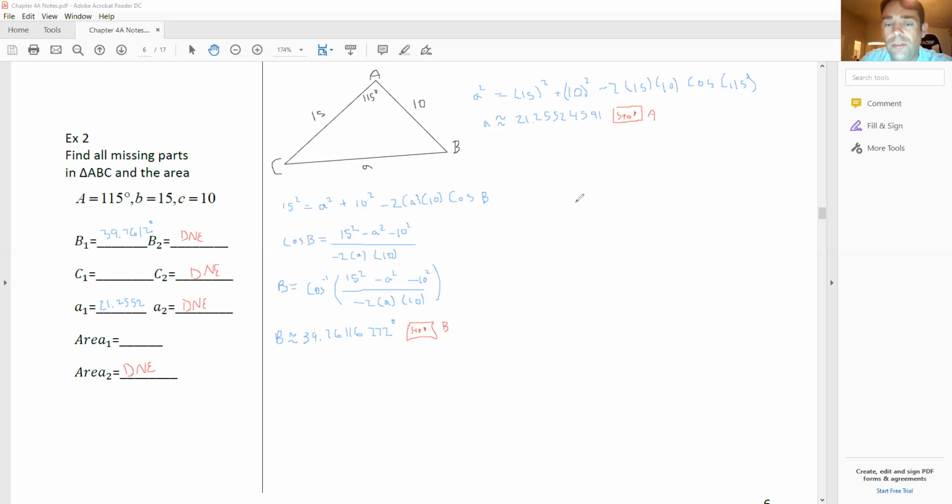To find angle C, it's just going to be 180 minus 115 degrees minus that angle B. So C is going to be about 25.2388.